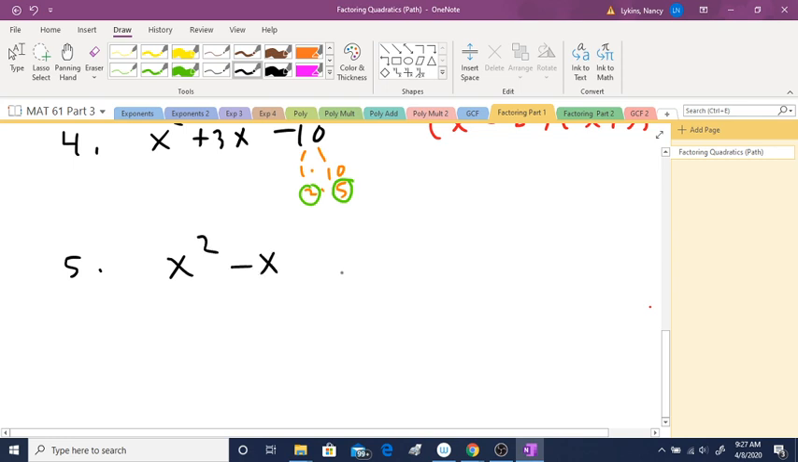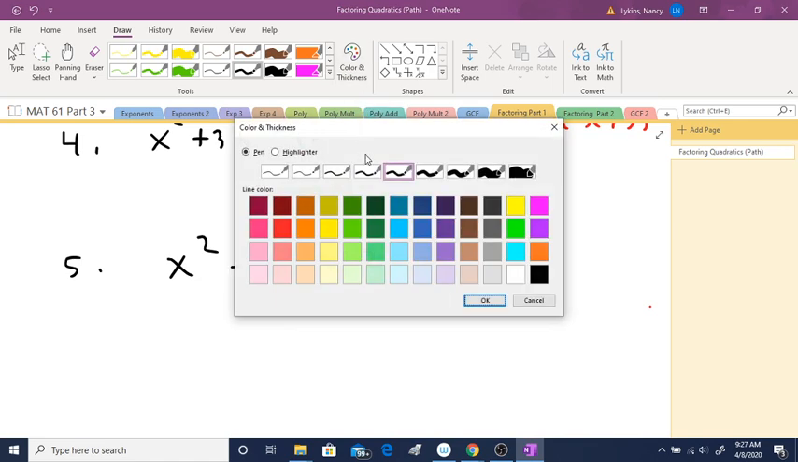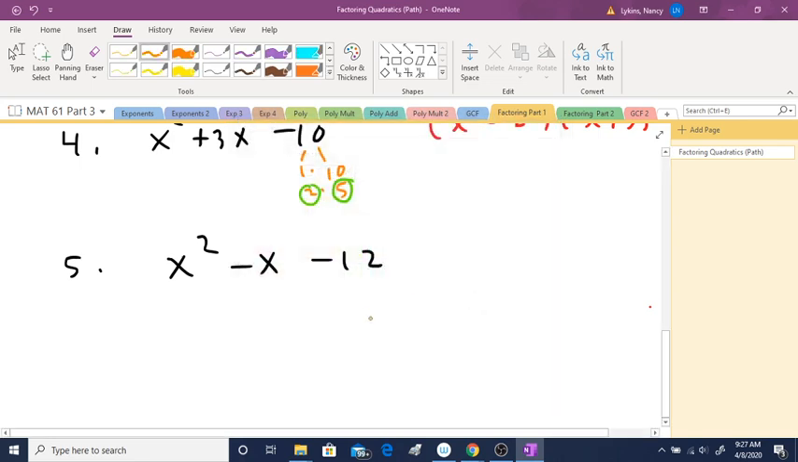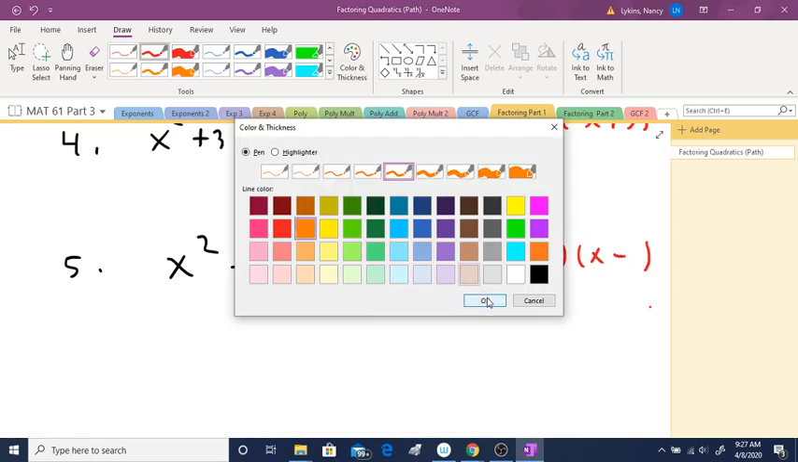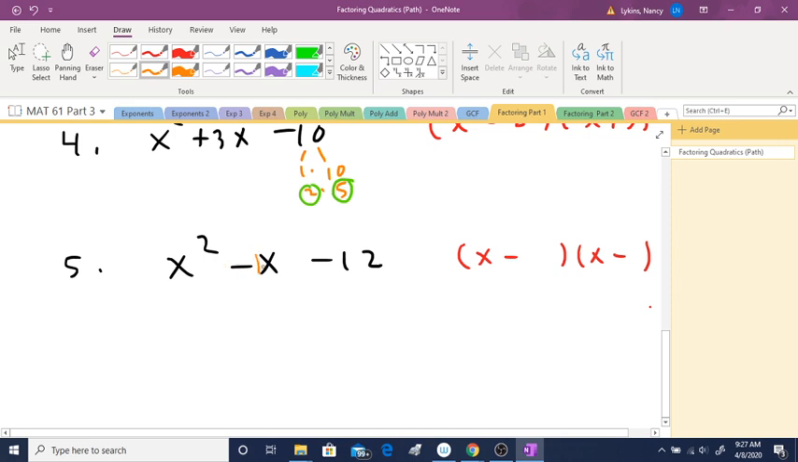X squared minus x minus 12. Since I got a minus 12 here, I know right off the bat that one's going to be positive and one's going to be negative. So now I need to find out the factors, the factors to give me a minus x or a minus 1. So let's do 1 and 12, 2 and 6, 3 and 4.